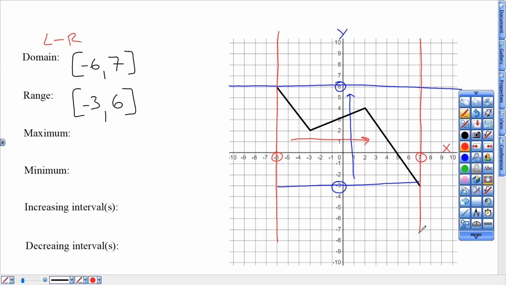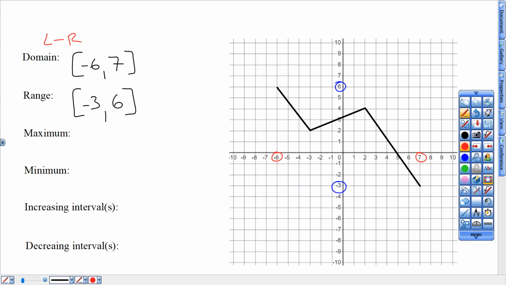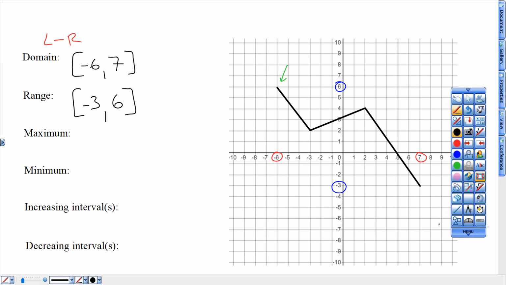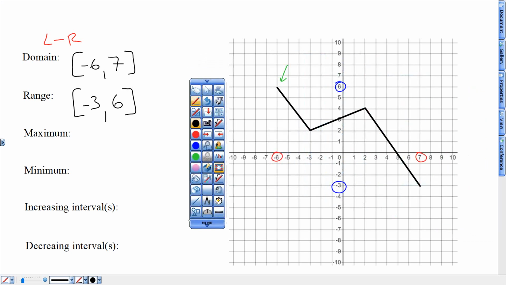For maximum, for this graph here, if I could clean this up a little bit. For maximum, that is the highest point. There's no higher point than this one right here. So I write that as an xy coordinate with normal rounded parentheses. Don't use squares. So that would be left 6 for x, up 6 for y. That is a coordinate. That is the maximum.